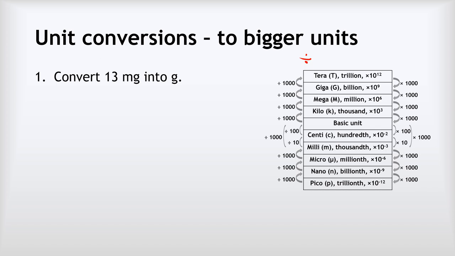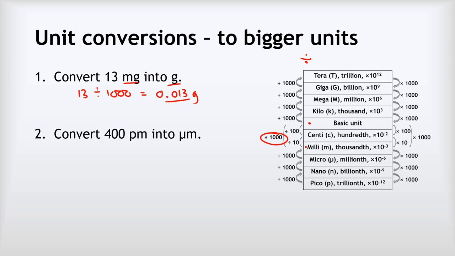Let's convert 13 milligrams into grams. Now, milligrams are here, and grams are here. So to do that conversion, we're going to need to just divide by 1,000. So we're going to do 13 divided by 1,000. That equals 0.013 grams as our final answer.